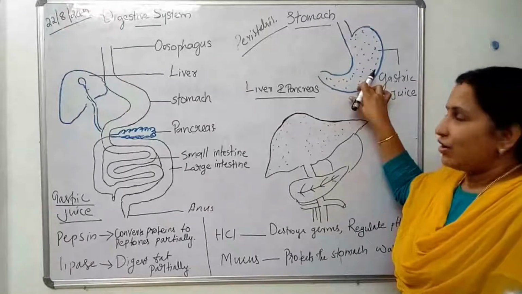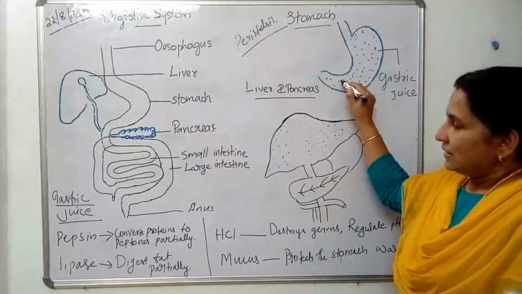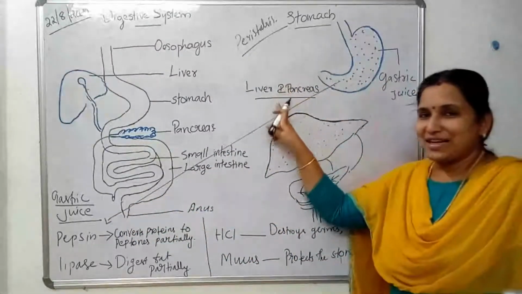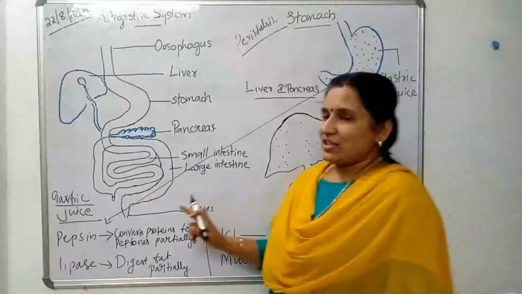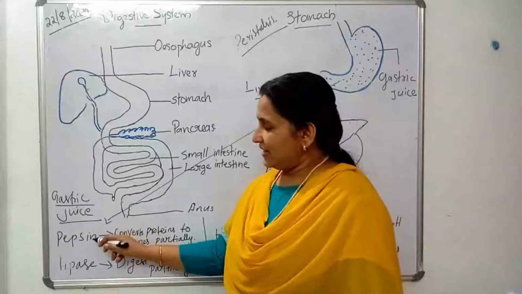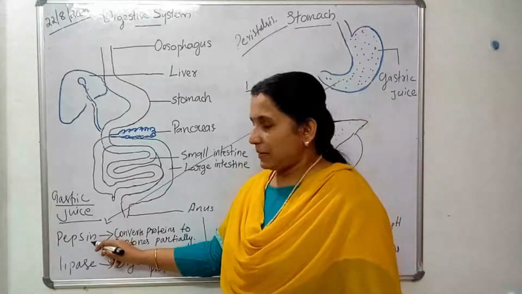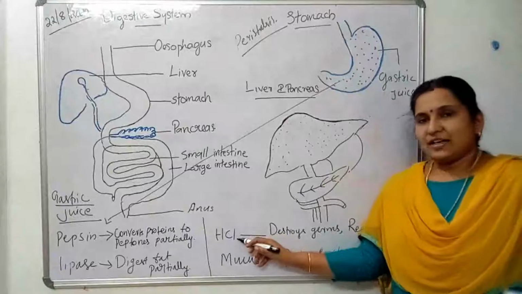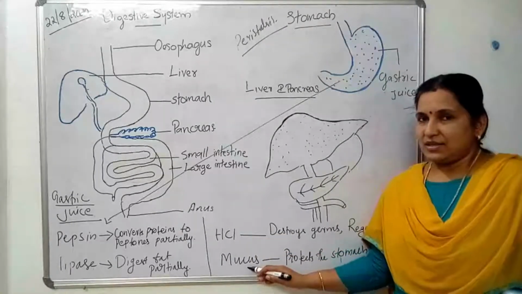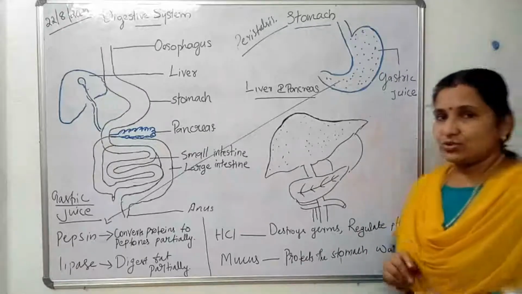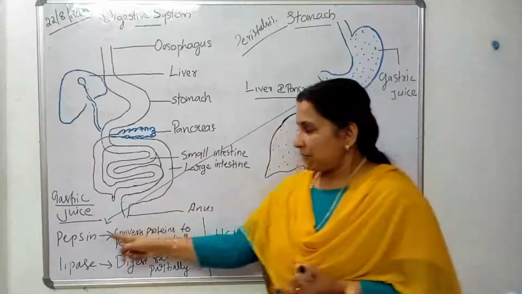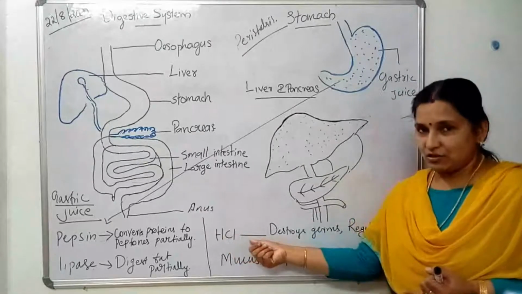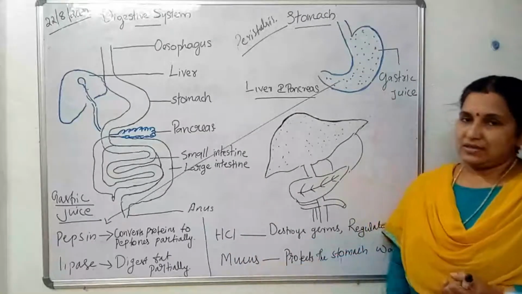Then, what are the components of the gastric juice? The components of gastric juice I have written here because there is no space to write there. Okay. What are the components of gastric juice? It consists of enzymes. Two enzymes are there. One is pepsin, another one is lipase. Then an acid, hydrochloric acid, and mucus. So the components present in the gastric juice are two enzymes, pepsin and lipase, an acid, that is hydrochloric acid, and next mucus.